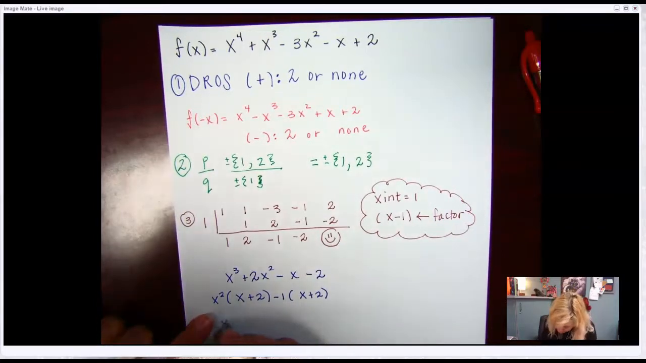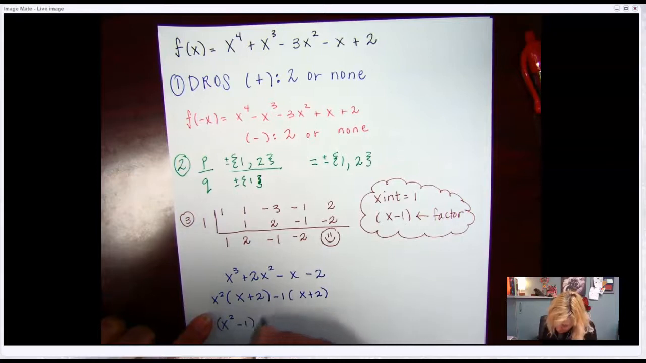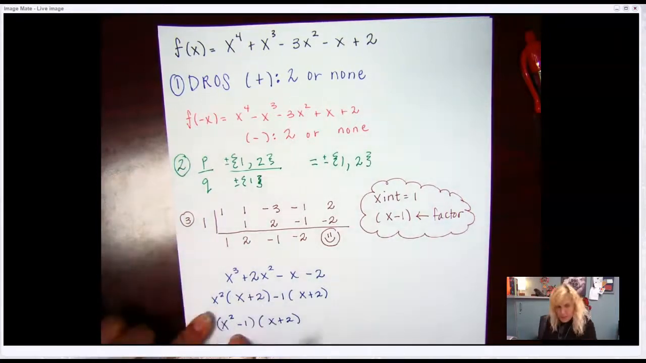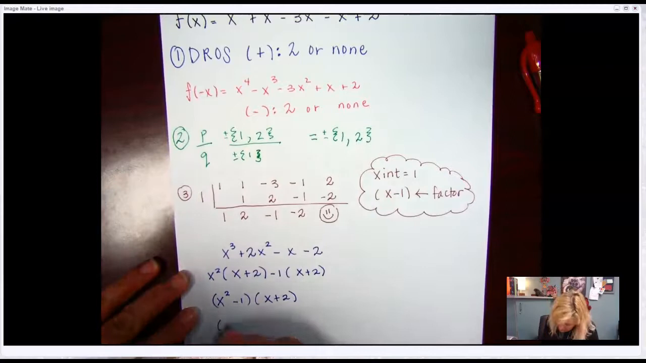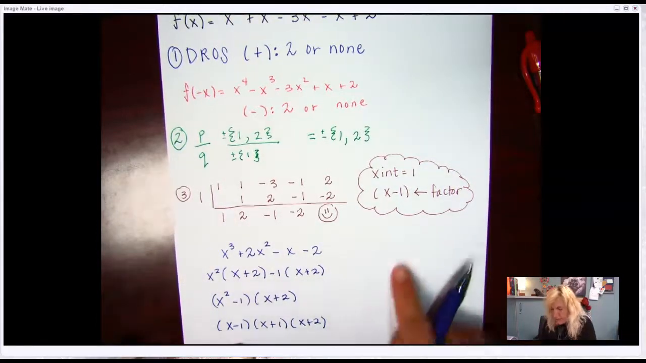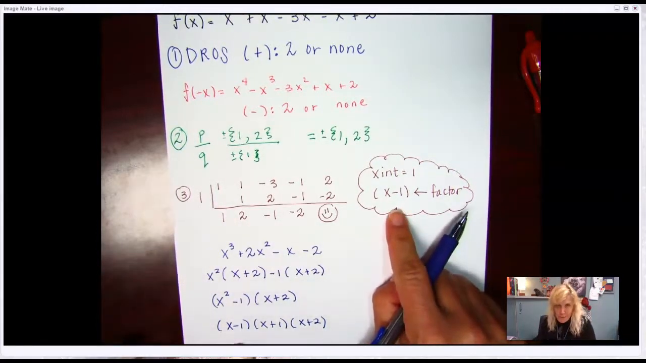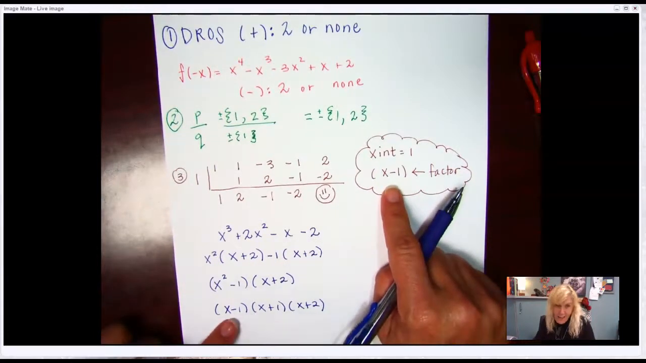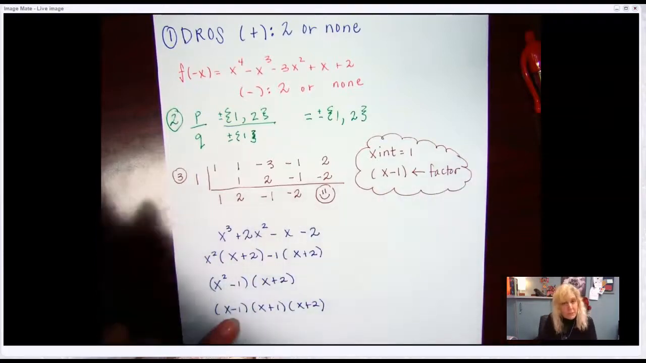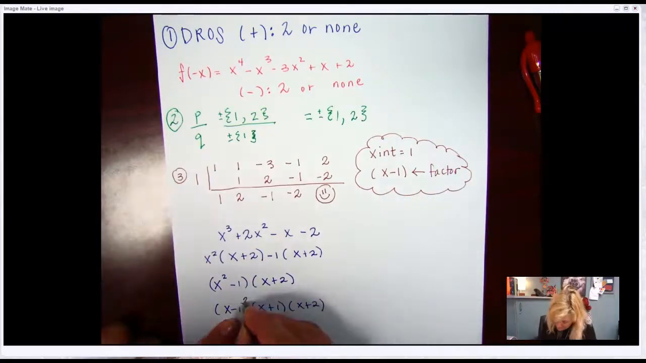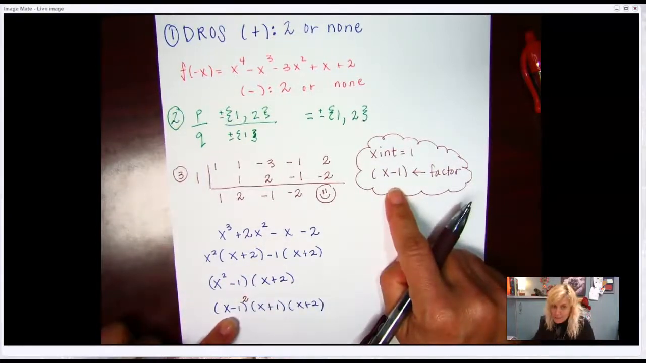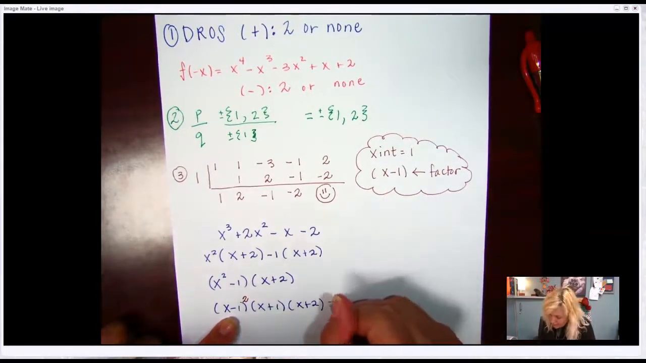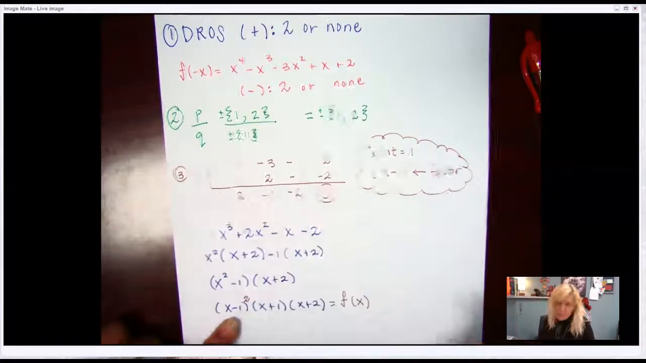So let's go ahead and write this in factored form, which is not yet because I have a difference of squares right here. So it's going to be x minus 1, x plus 1, x plus 2. And then don't forget to grab your factor that you found up here. The factor that I found up here is x minus 1, and I already have an x minus 1. So I'm going to use my exponents because x minus 1 happens twice.